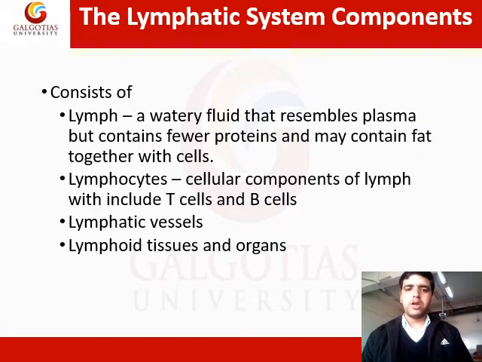What are the components of the lymphatic system? So basically the lymphatic system consists of, first, the lymph, which is a watery fluid that resembles the plasma but contains fewer proteins and may contain fat together with the cells. The next component is the lymphocytes. Basically they are the cellular component of the lymph which include T cells and B cells. Apart from that, the lymphatic system contains the lymphatic vessels and the lymphoid tissues and organs.